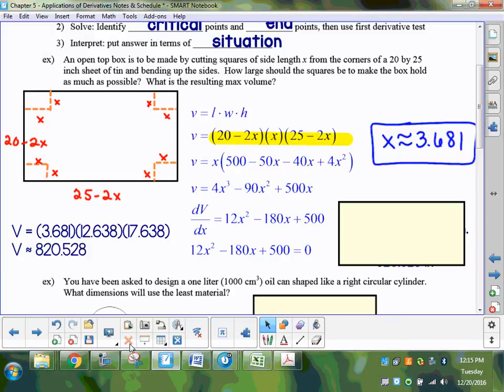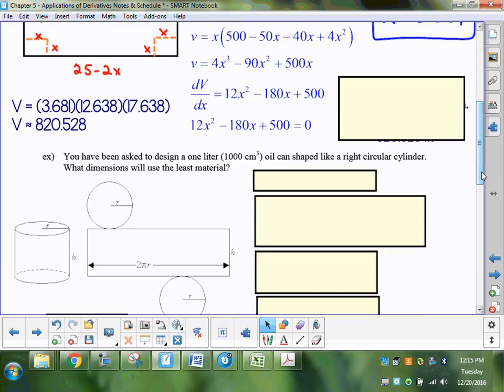Now, when we do our next question, the same process over and over again. The next question is actually one that's real-world significant, especially if you look at oil shipments and things like that. Cylinders are very important shapes. Now, you've been asked to design a 1 liter oil can, shaped like a right circular cylinder. What dimensions will use the least material? So it's got to hold 1,000 centimeters cubed. You're looking to minimize what that is.